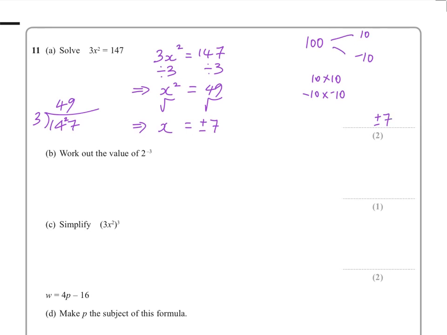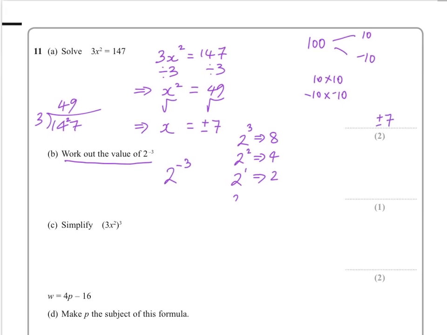The next part of the question says, work out the value of 2 to the negative 3. Well, in earlier videos I did a bit of a longer explanation here, so I'll cut this down a little bit. If we had 2 to the 3, that would be 2 times 2 times 2, which would be 8. 2 squared would be 2 times 2, which is 4. Notice I'm halving each time here. 2 to the 1 would be 2.